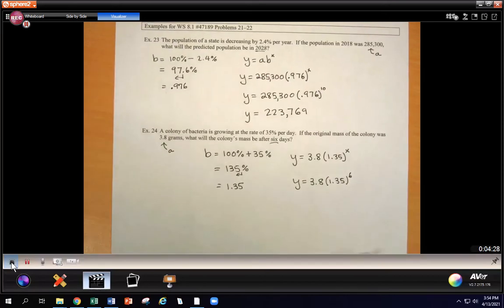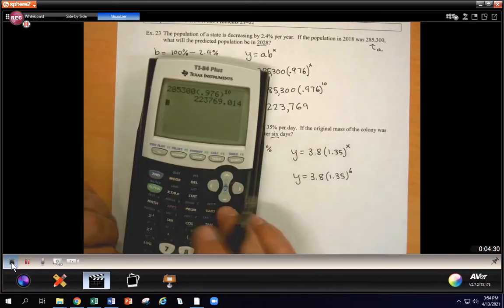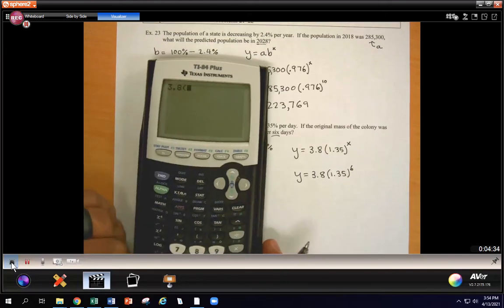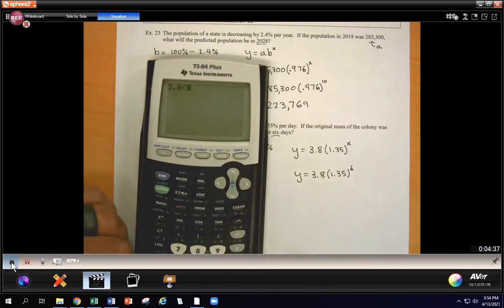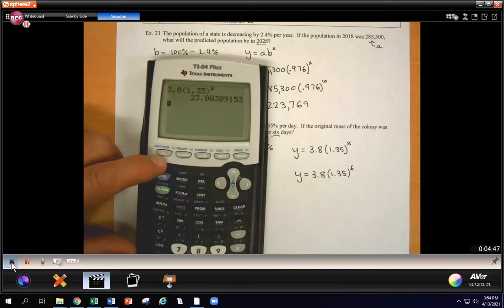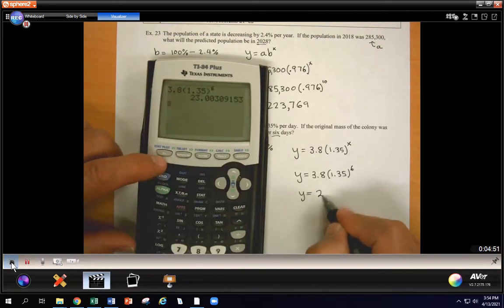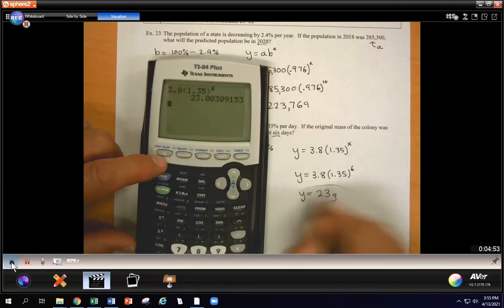So all I have to do is type this in. 3.8 times our growth factor of 1.35. That's a huge growth factor. And we'll go to the 6th power. So after 6 days, let's see how many grams of bacteria we have. Roughly 23 grams of bacteria.